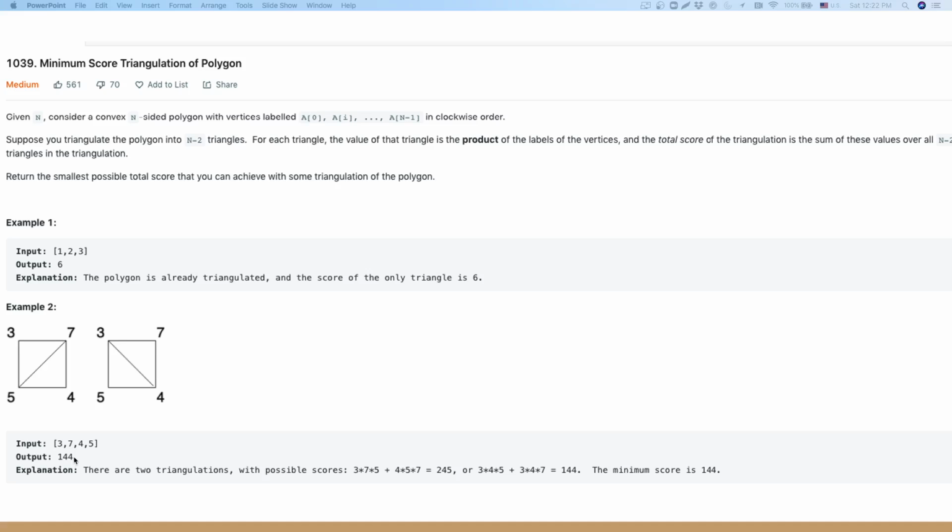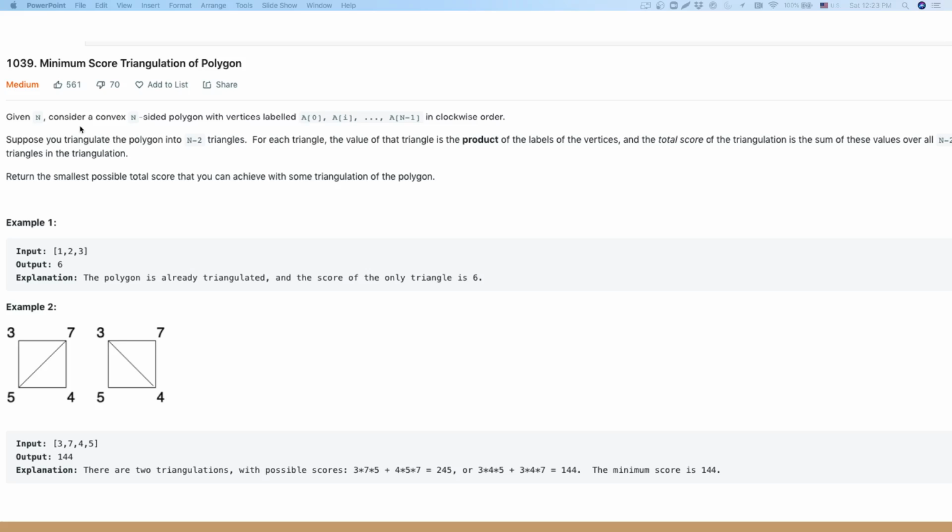Let's say we pick 7 as the first triangle. We can form a triangle with 3, 7, 4. This is the triangle we formed, and then we burst this node, and we are left with 3, 4, 5. This is the guy we left. Okay, let's go over this example again. We pick 4 first, so we're going to have 7, 4, 5, and then we burst this guy, and we are left with 3, 7, 5. This is actually how we translate it to the previous one, the burst balloon.